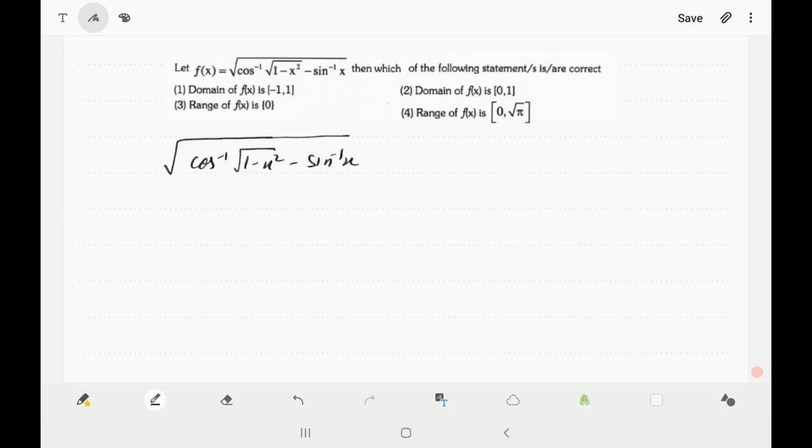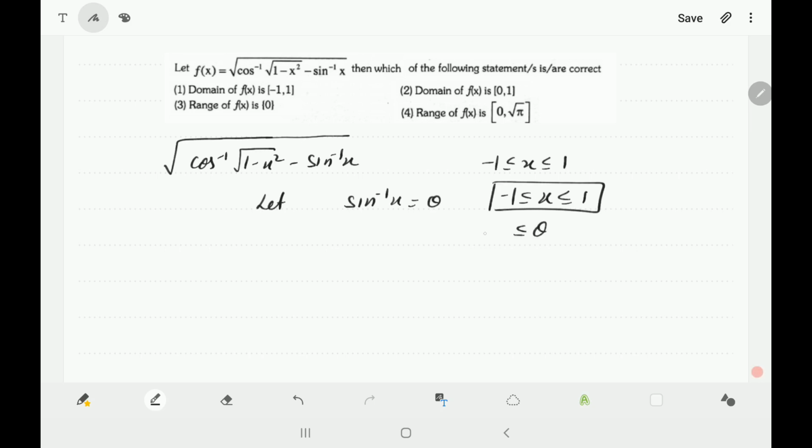In this problem we have to find the domain and range of the function cos inverse of under root 1 minus x square, minus sin inverse x. Because sin inverse x is present, the domain will either be the closed interval minus 1 to 1, or it can be less than this also. So let's consider sin inverse x as theta, where x belongs to the closed interval minus 1 to 1. Obviously theta will also lie in the interval minus pi by 2 to pi by 2.